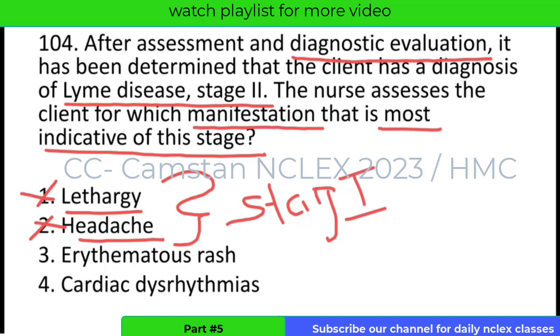And if we talk about option third, that is erythematous rash, we also discussed in the stages that erythematous rash or circular rash can be seen in stage first of Lyme disease. So this is also an incorrect option here. It also is included in stage first of Lyme disease.